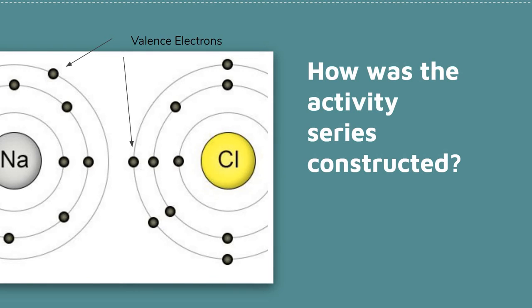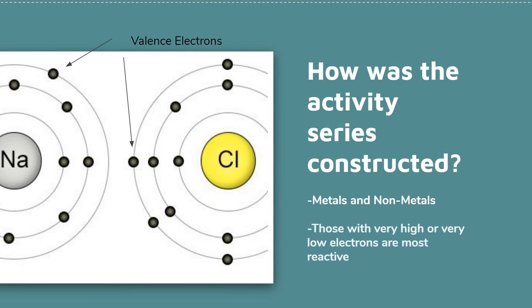Now, how is the activity series constructed? Well, the first thing we have to know is there are two activity series, one for metals and one for nonmetals. The metals will be used in a single replacement reaction in which a metal is replacing another metal, while the nonmetal activity series will be used in a reaction where a nonmetal replaces a nonmetal. So typically, in the metal activity series, we'll see those with very low valence electrons be the most reactive. For example, sodium, which has one valence electron, will be extremely reactive, while something such as silver, which has more valence electrons, will be seen much lower on the activity series.